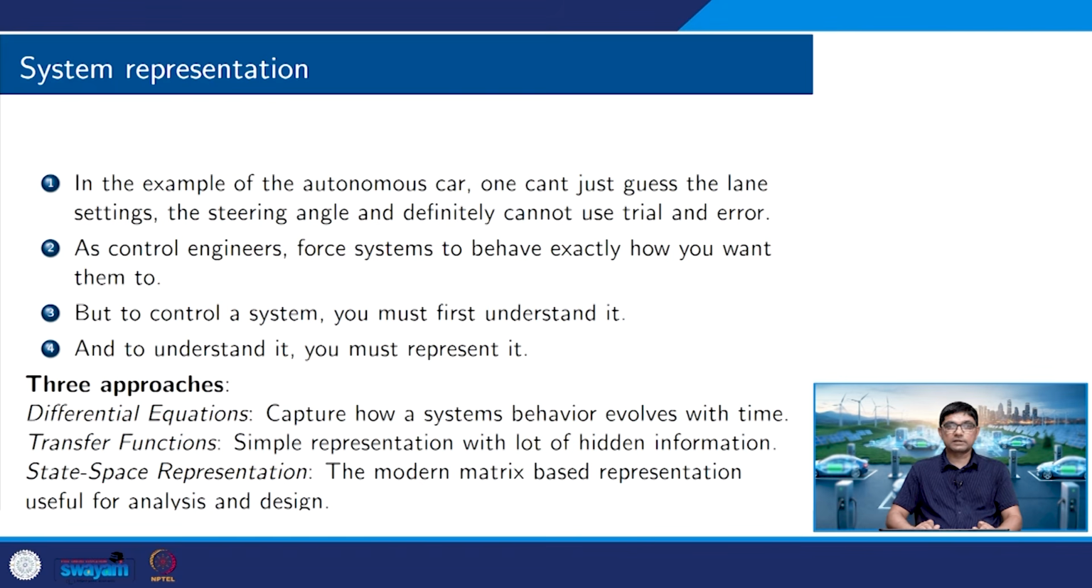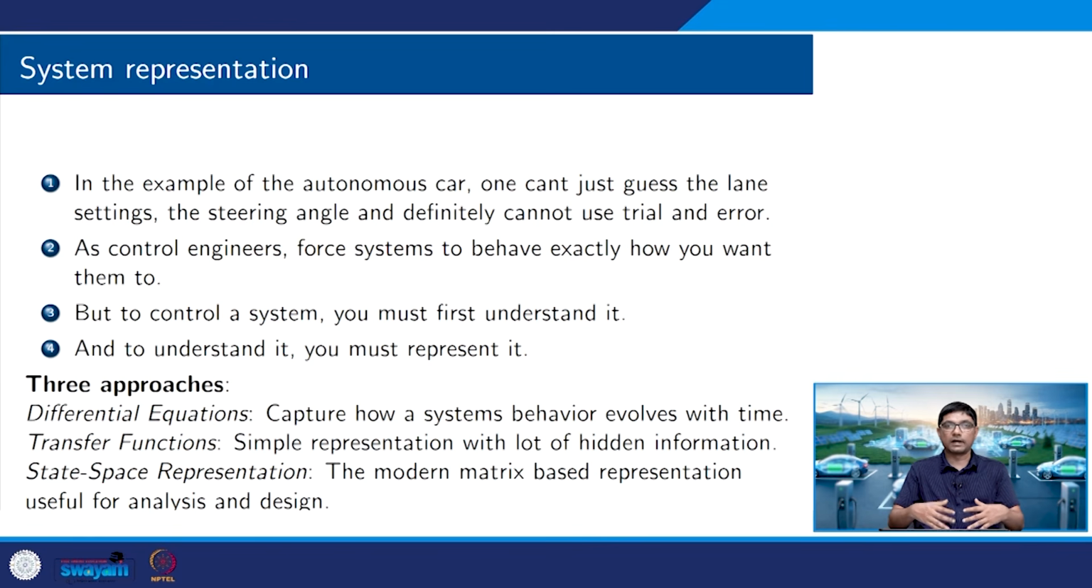As control engineers, our aim is to force the system to behave exactly the way we want them to. But then to control a system, we need to understand the system, right? How does the system behave under different situations? Why does it turn or how much steering angle should I give for it to turn safely and so on? And to understand it, we must represent it formally, right? So what do I mean when I say I must represent it formally?